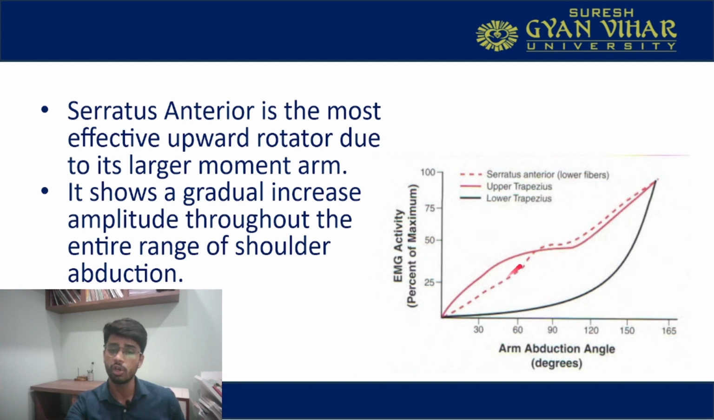So this dotted line is representing the serratus anterior, this red line is depicting the upper trapezius, and this black line is depicting the lower trapezius. In the early phase you can see serratus anterior is functioning for protraction. Also your upper trapezius is elevating the arm, but lower trapezius is not working right now. But after 90 degrees you see there is a linear increase in the lower trapezius force.